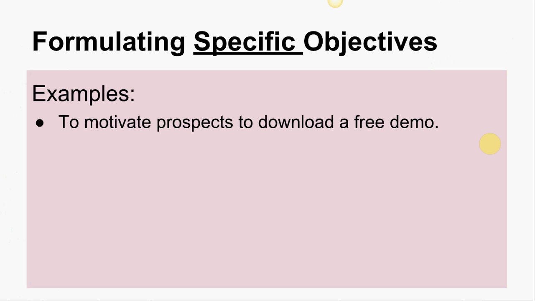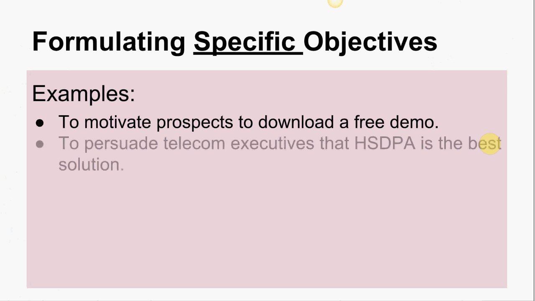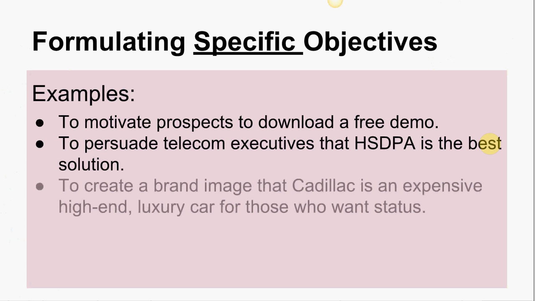It's not to buy it. It's not just to try it out on the website, but it's to download a free demo. Okay, that's something specific. Or to persuade telecom executives that HSDPA is the best solution. Here again, it's something specific. The persuasion, you don't just say to persuade telecom executives, but you're saying of what? That this particular thing is the best solution, and you could even get more specific, perhaps, that as opposed to, who knows what other solutions there are.